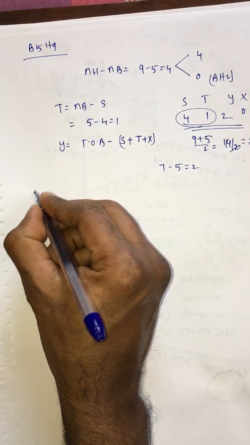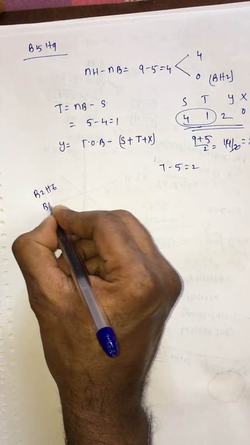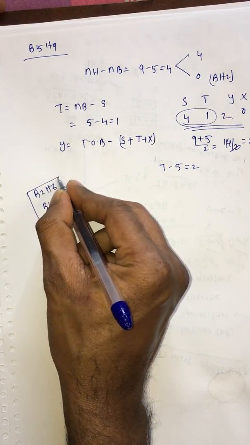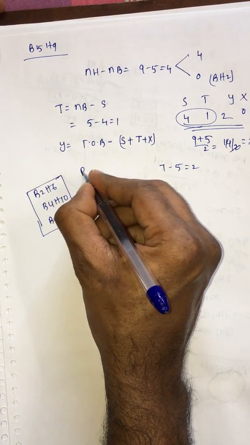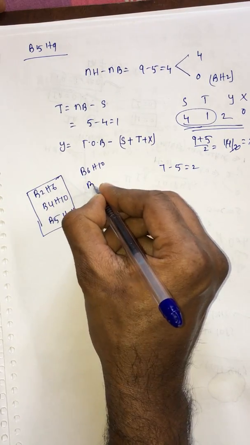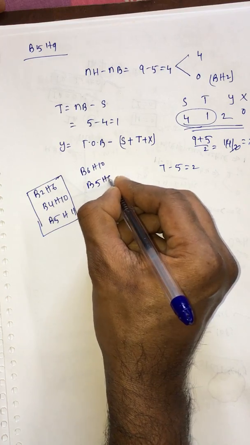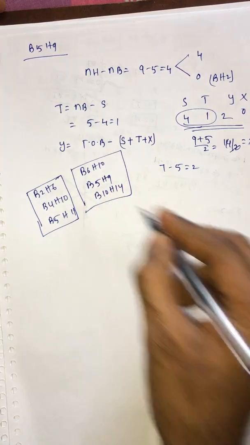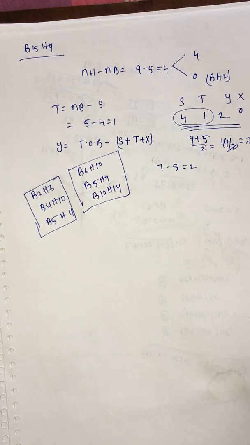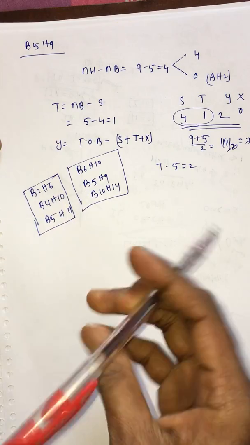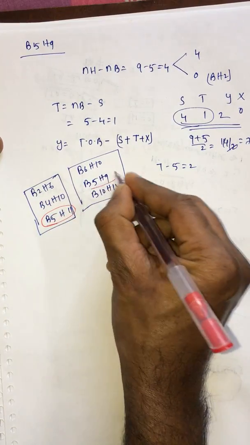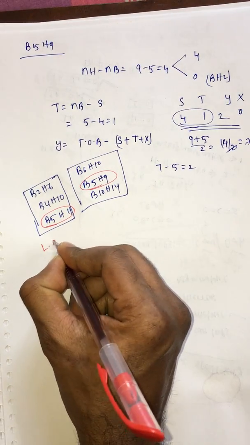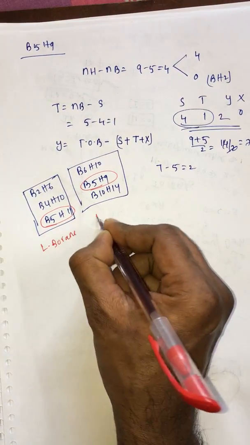Just remember, B2H6, B4H10 and B5H11, these three come under one category, and the remaining B6H10, B5H9 and B10H14 come under another category. And don't get confused between B5H11 and B5H9. Remember this one as the lower boranes, and these are the higher boranes.